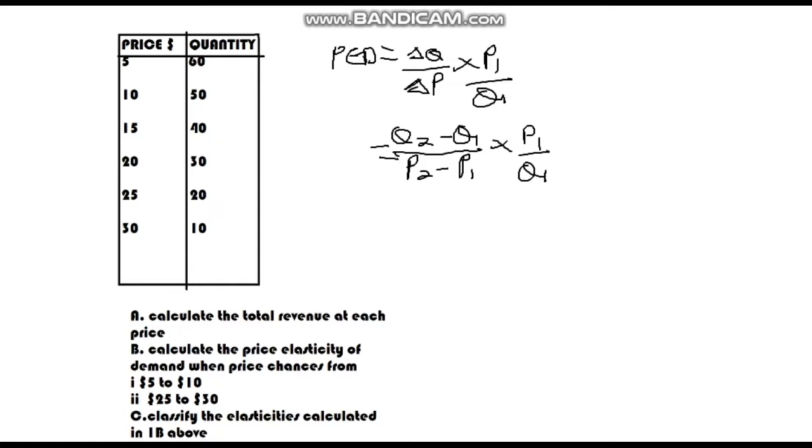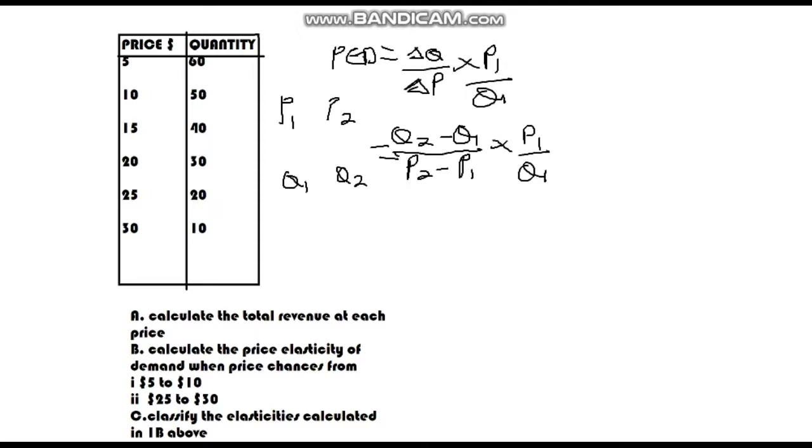So this change in Q is the same as Q2 minus Q1, while change in P is the same as P2 minus P1. So we are going to solve for the I. When the price moved from $5 to $10, we are supposed to find Q2, Q1, P2 and P1.